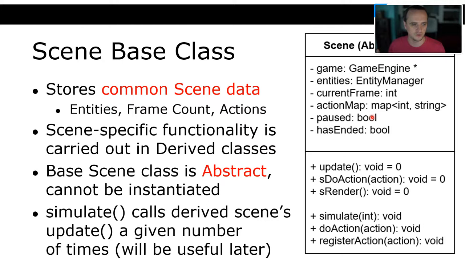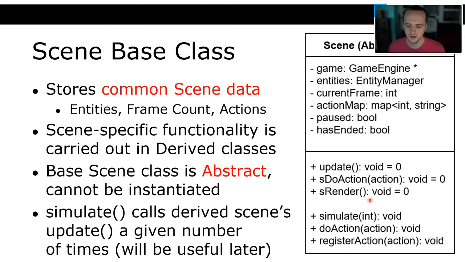We're going to have also some abstract functions, okay? So these abstract functions in C++, if we declare a function is equal to zero, it means that it's abstract. And so what that means is if there's an abstract function, then that's not implemented by the base class. And so hopefully you've all learned this in your object-oriented programming class. And so we absolutely have to, in all of our derived scene classes, implement these three functions, okay?